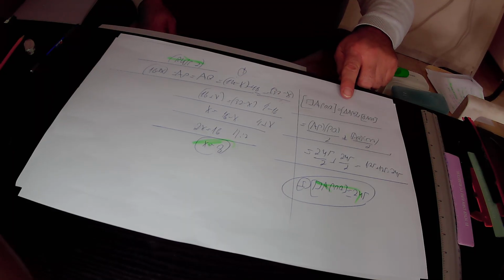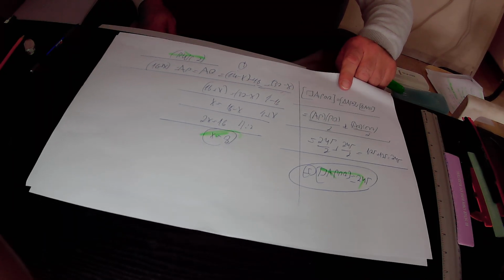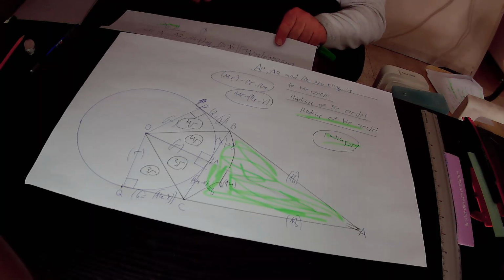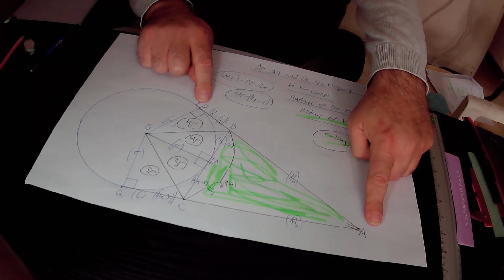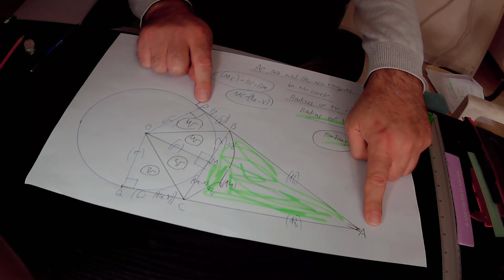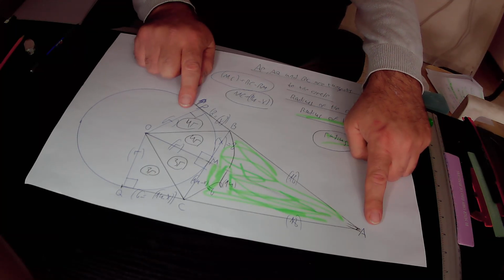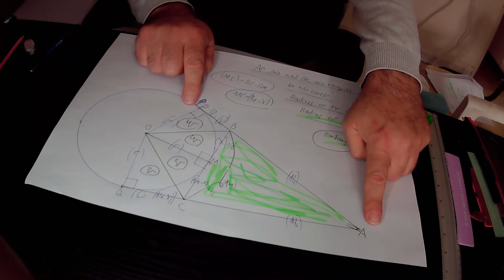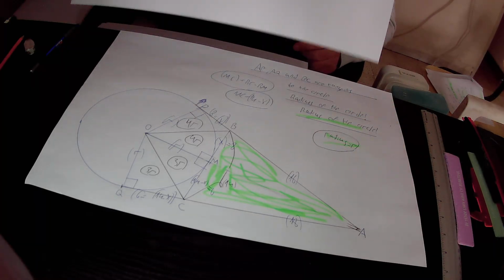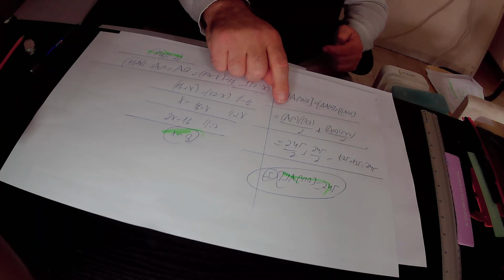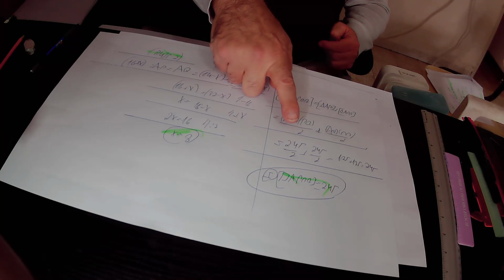What is the area of triangle APO? The right triangle APO. The area of this right upper triangle APO equals the base AP, which is 16 plus 8, that is 24, times the height PO, that is R, over 2. So in total, the upper right triangle APO equals 24 times R over 2, 24R over 2.